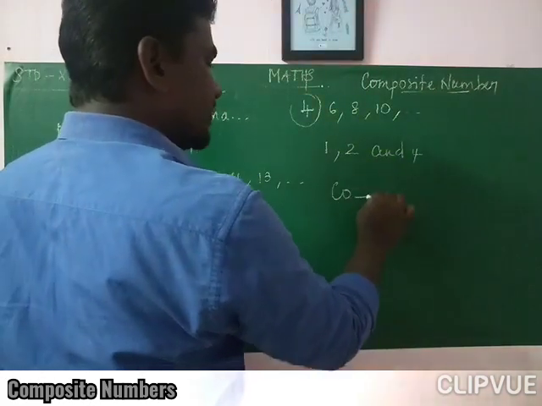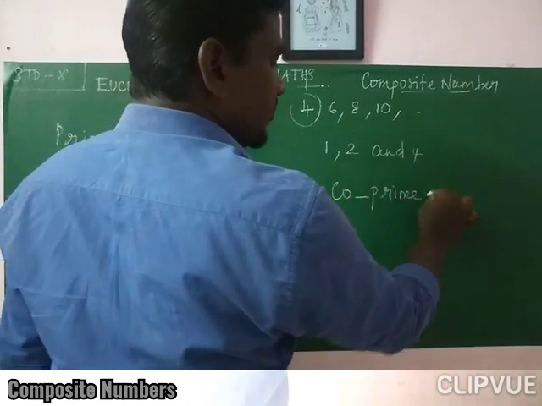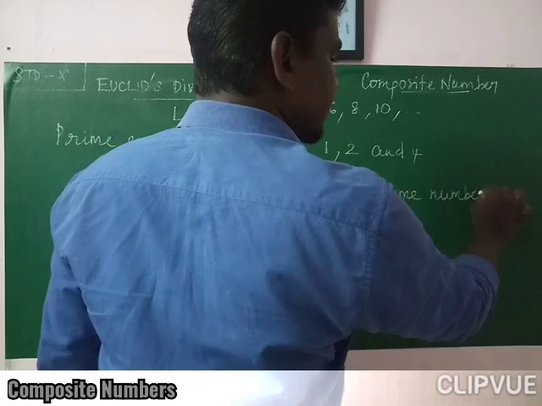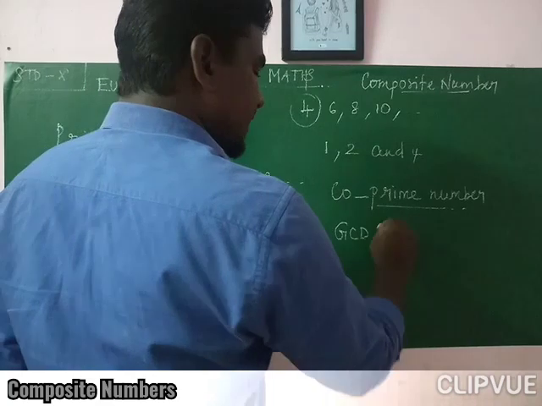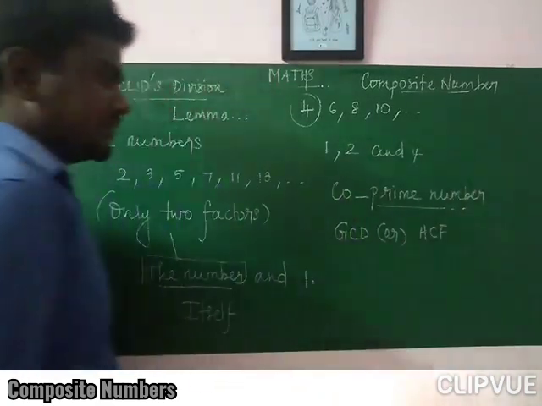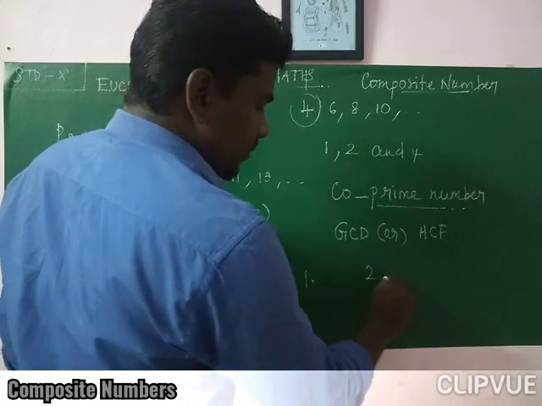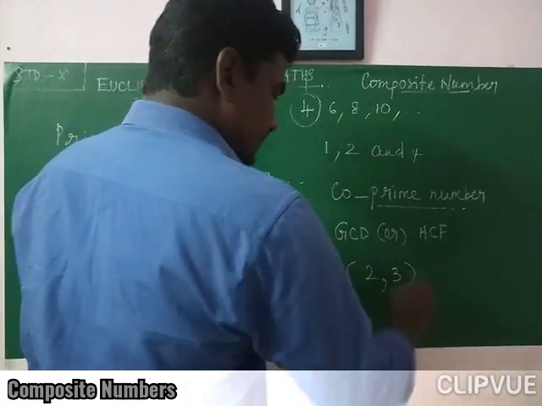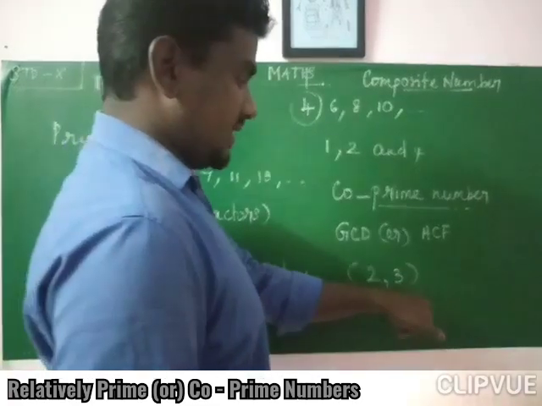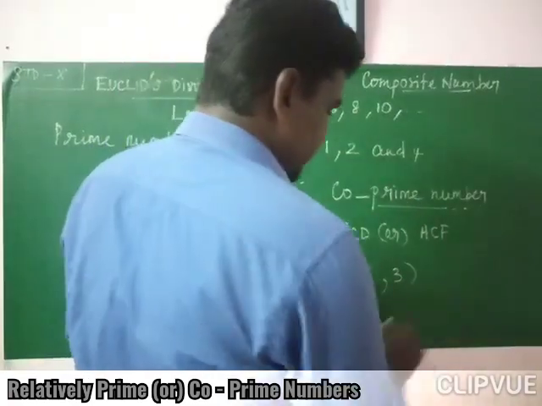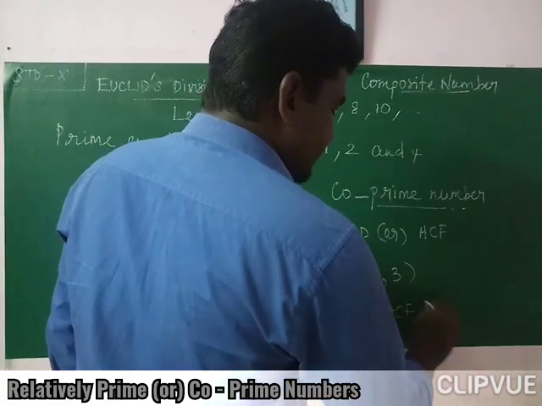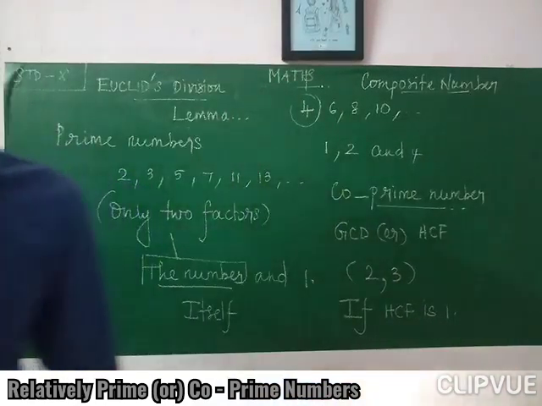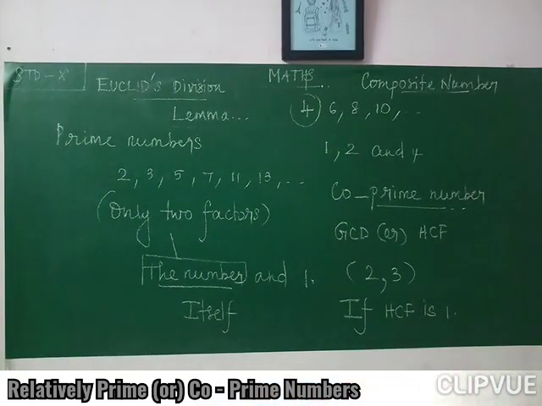Now we are going to learn a new one, co-prime numbers. GCD or HCF, you know very well. You can take 2 and 3. The GCD or HCF of 2 and 3 is 1. So if the HCF is 1, that kind of numbers are called co-prime numbers.